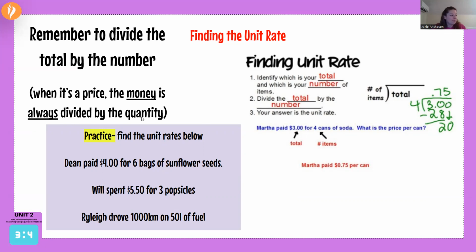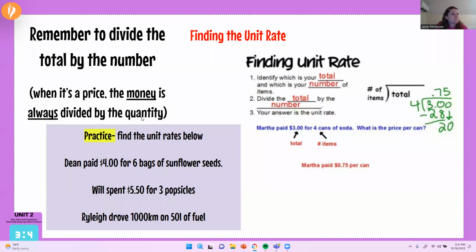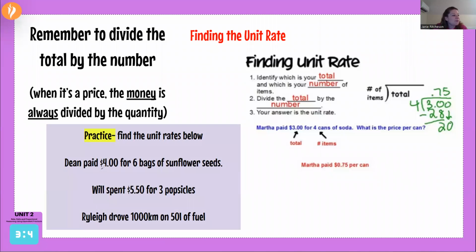Okay, so for example, let's look at these over here on the bottom. If Dean paid $4 for 6 bags of sunflower seeds, we want to know how much he paid per bag. So we're going to write that 4 in the division box. We're dividing our money by the quantity. This time it's 6 bags.